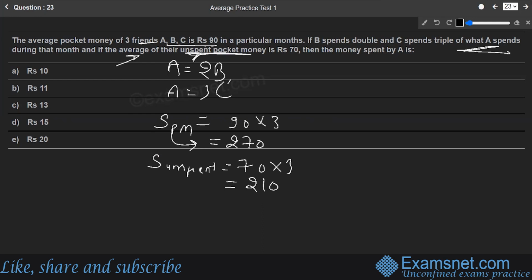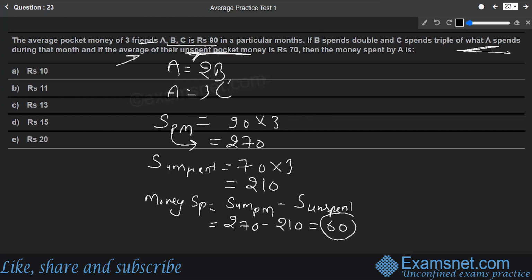210 rupees is unspent. So how much money is spent? The money spent can be found by the sum of the pocket money minus the sum of the unspent money. This is how we can find out the money spent. So let us try to do it. The difference is 270 minus 210. This comes out to be 60 rupees. So 60 rupees is the total money that has been spent by all three of them.